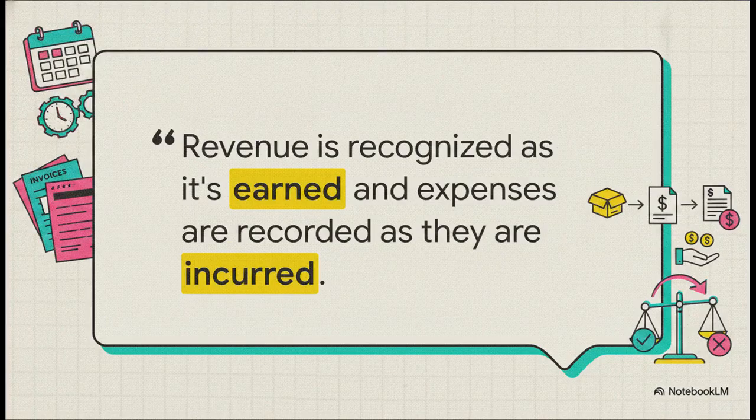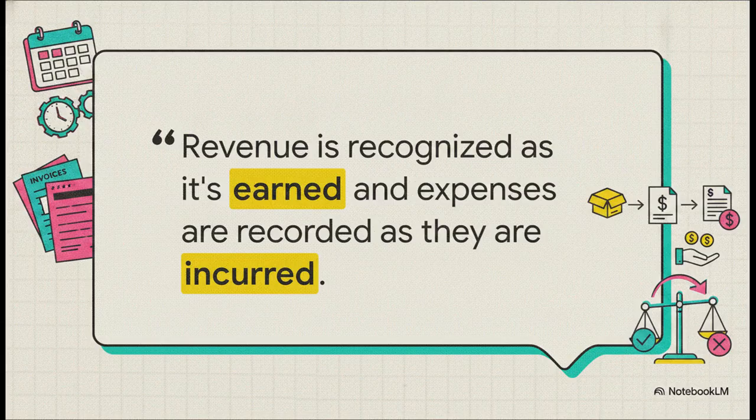Which brings us to this absolutely crucial point. This is basically the golden rule of accounting, okay? Revenue is recognized as it's earned, and expenses are recorded as they are incurred. This rule is literally everything. Think about it. A completely normal standard transaction really has three moving parts. You have the actual transfer of a good or service, you have the piece of paper, which is the invoice, and you have the hard cash payment.